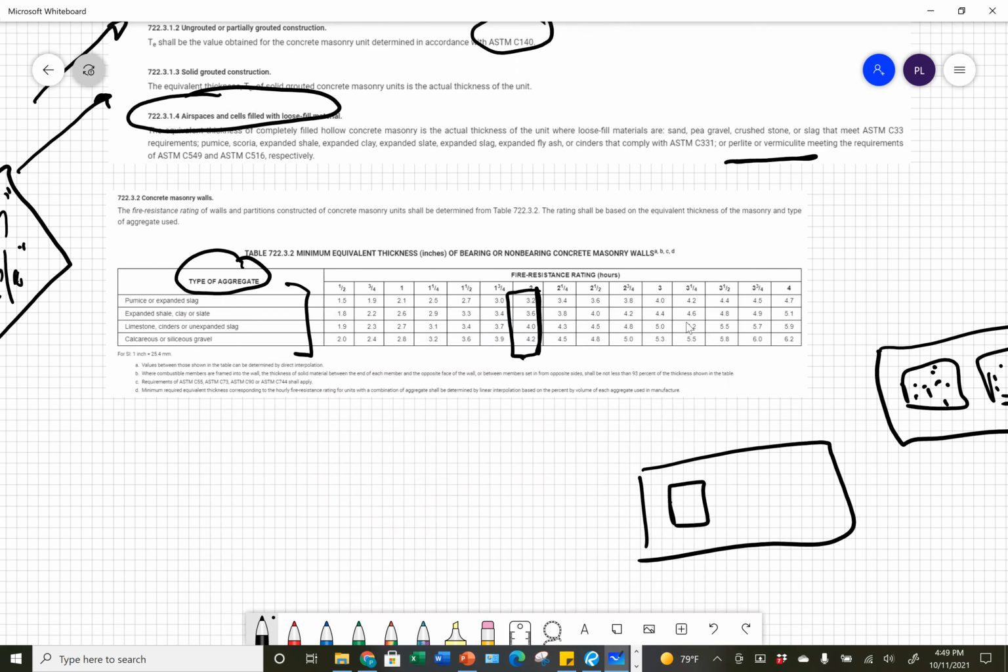Again, if we have a partially grouted wall, we are only allowed to use the equivalent thickness of our hollow wall. The fire does not know where that grout is, and so our fire resistance rating would be based on that of a hollow unit unless we use an approved cell fill material. To specify our equivalent thickness, we would go to this table and figure out what thickness we need to achieve a certain fire resistance rating.